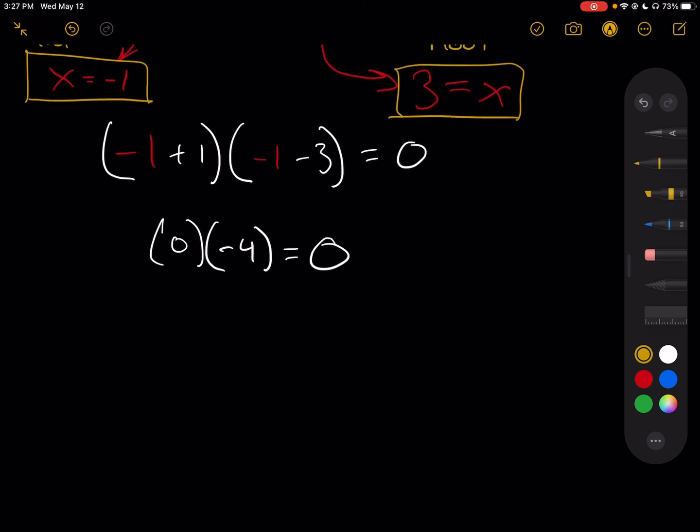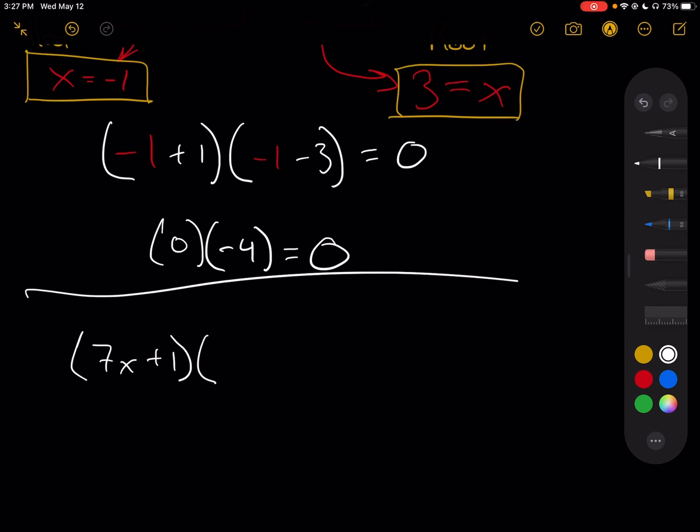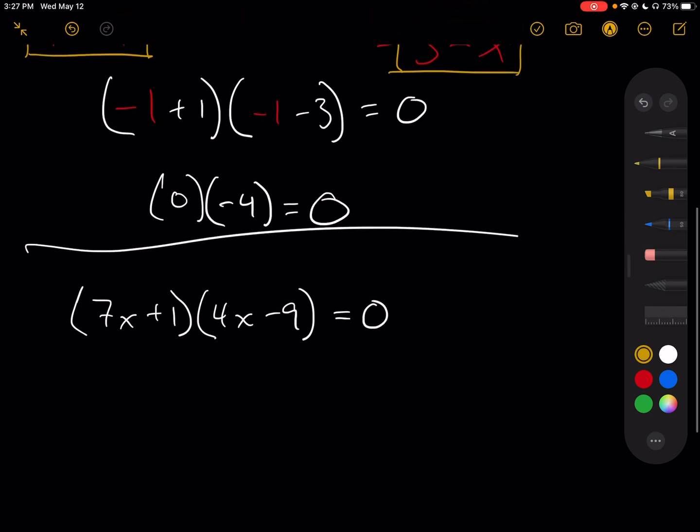Where this gets a little bit tougher is when we add in numbers in front of the x's, so something like 7x plus 1 times, I don't know, 4x minus 9, okay? It's not so easy as to say, well, it must be -1 here and +9 here, because we've got these numbers in front. So if I plug in 9, then I would have 4 times 9 minus 9, which is not going to be 0, right?